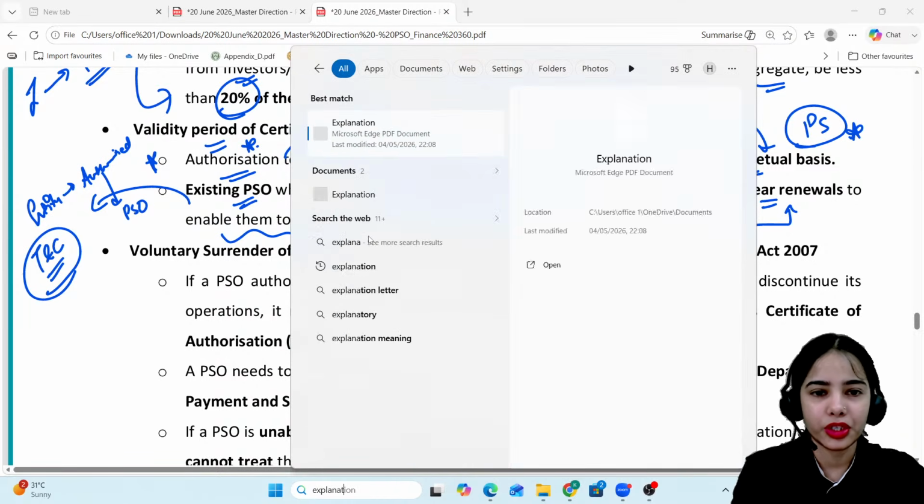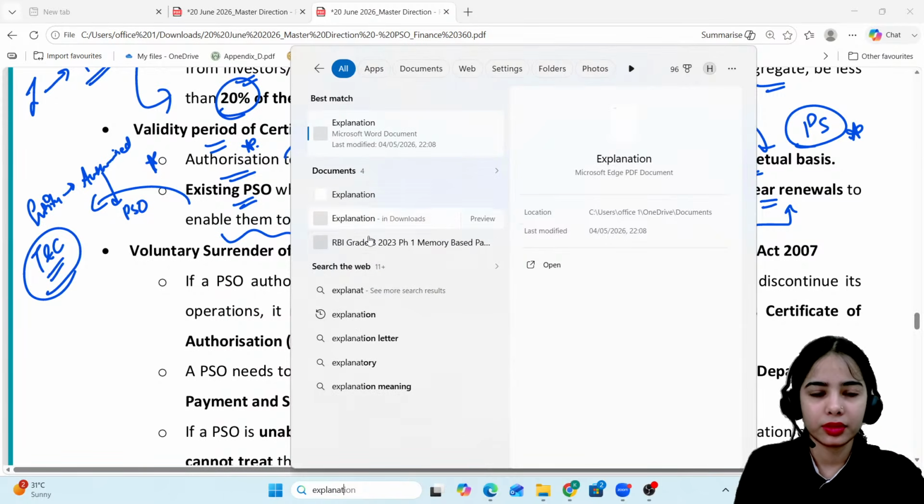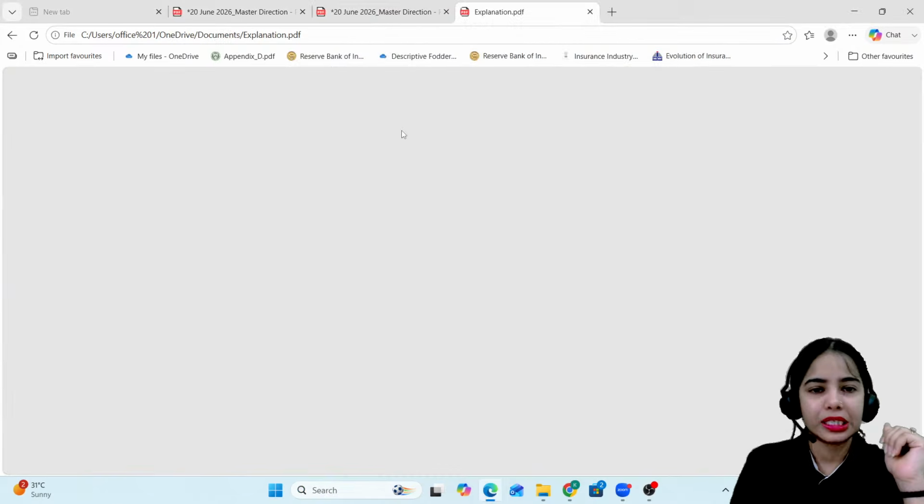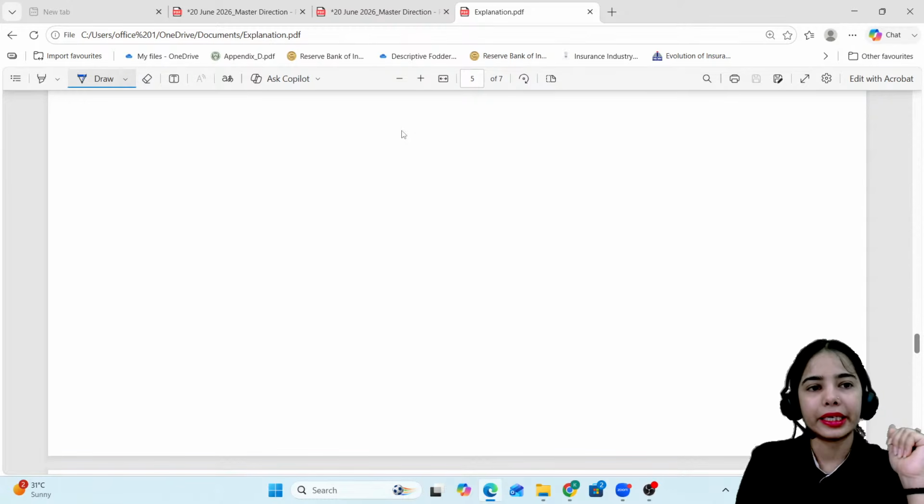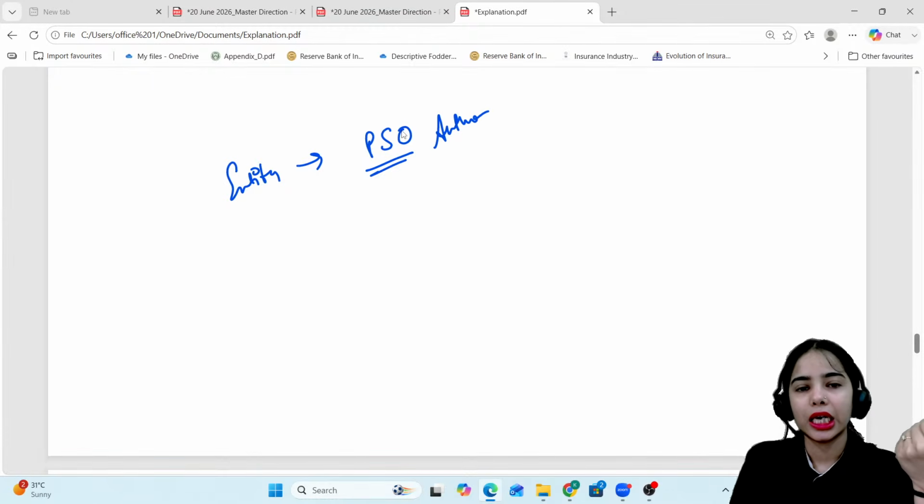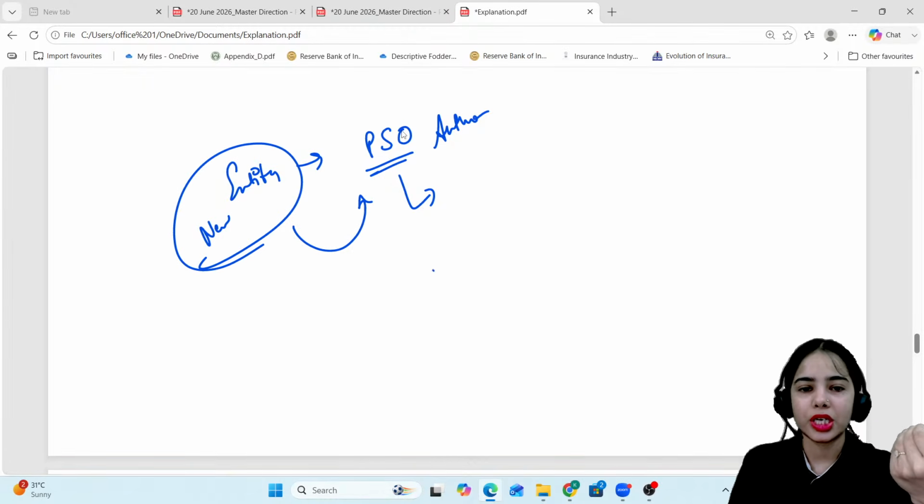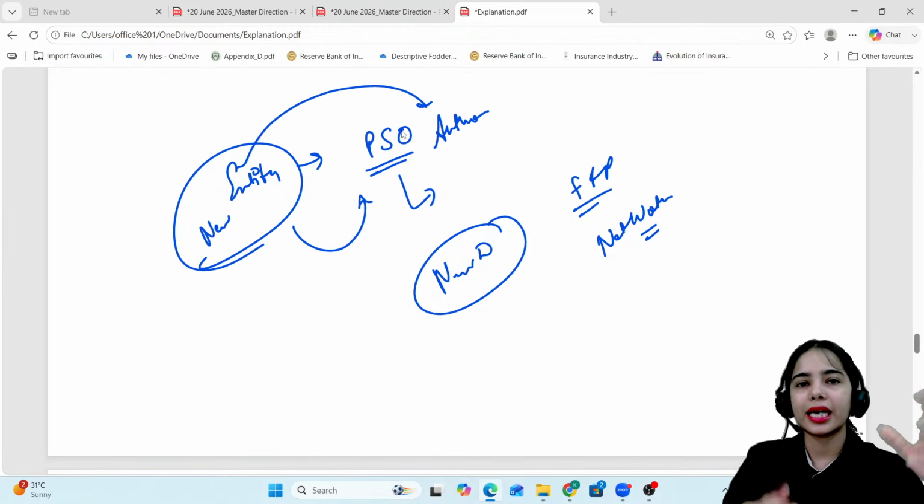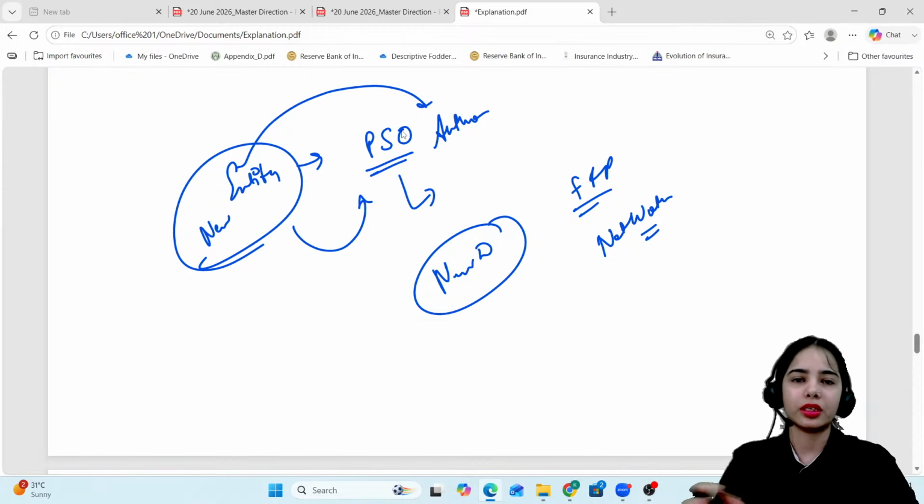Let me open the explanation doc. So basically, let's say an entity has got the payment system operator authorization. Okay. Now, if it is a new entity that has got the payment system operator authorization under the new directions, that means it is fulfilling the fit and proper criteria. It is already having the net worth criteria, and it is fulfilling the terms and conditions. Okay, because this is a new entity that, as per the new directions, has got the payment system operator authorization.